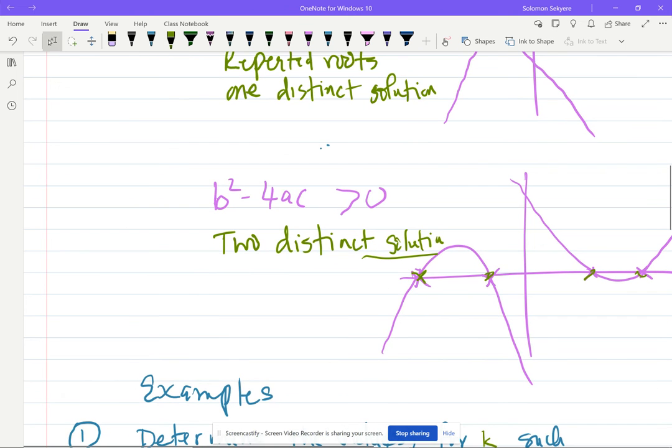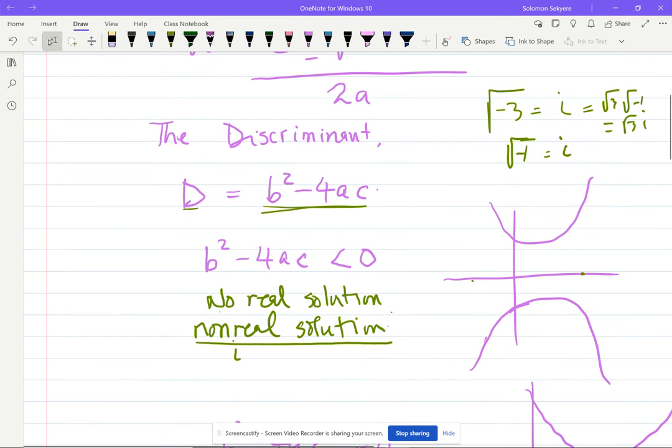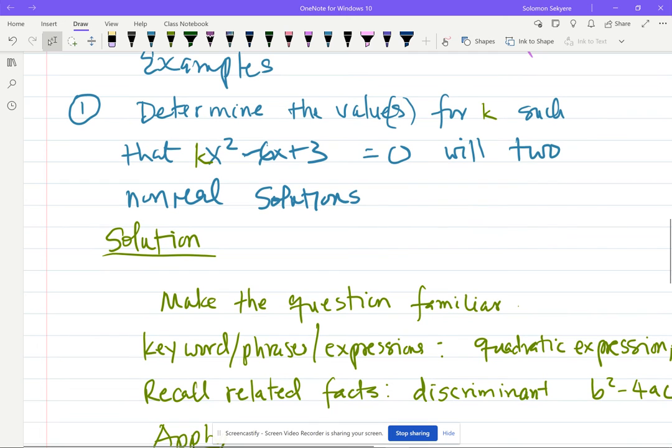So just pause the video and review what the discriminant is. Okay, I have this question. Determine the value or values for k such that kx squared minus 6x plus 3 equals 0 will have two non-real solutions. Non-real means it's got no real number solution, two non-real solutions.